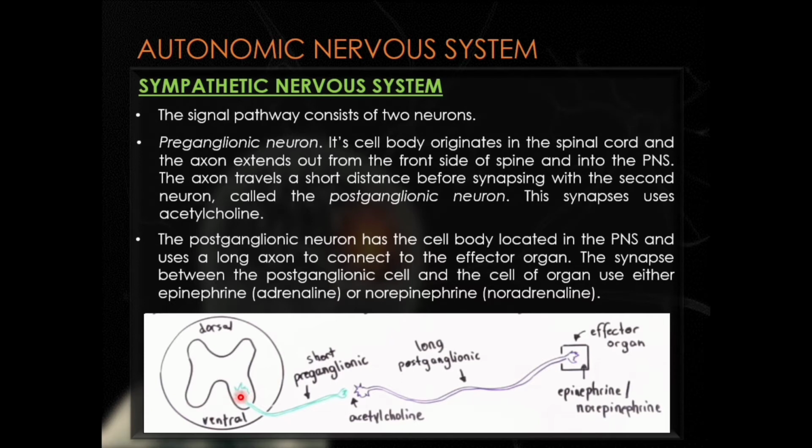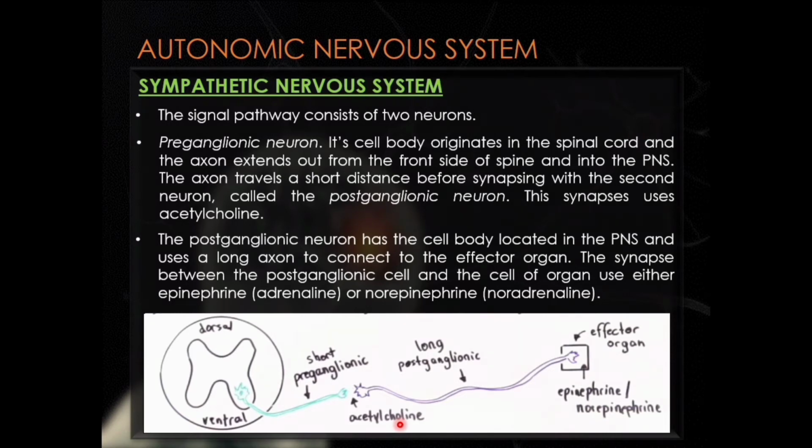When the axon exits the spinal cord, it always exits from the front side, known as the ventral side. The axon of the preganglionic neuron is relatively short compared to the axon of the postganglionic neuron. At the first synapse between our preganglionic and postganglionic cells of the sympathetic nervous system, we use acetylcholine as our neurotransmitter to pass that signal from our preganglionic to our postganglionic cell.